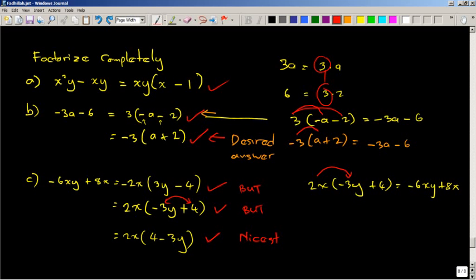Alright. So watch this video again. We are going through some more exciting moment with factorization. Something more complex. Okay?